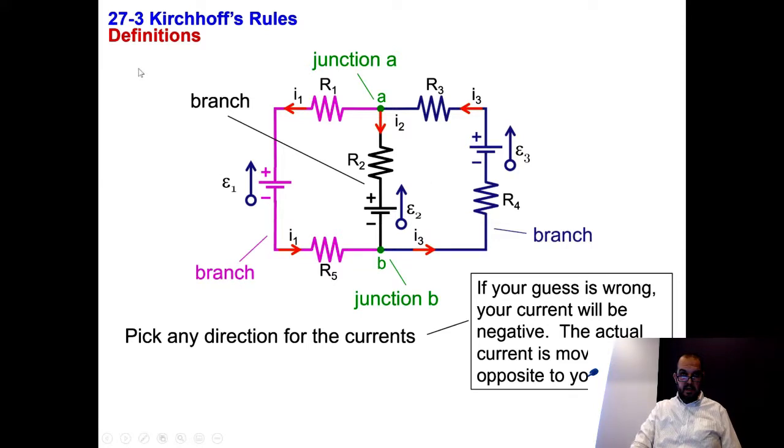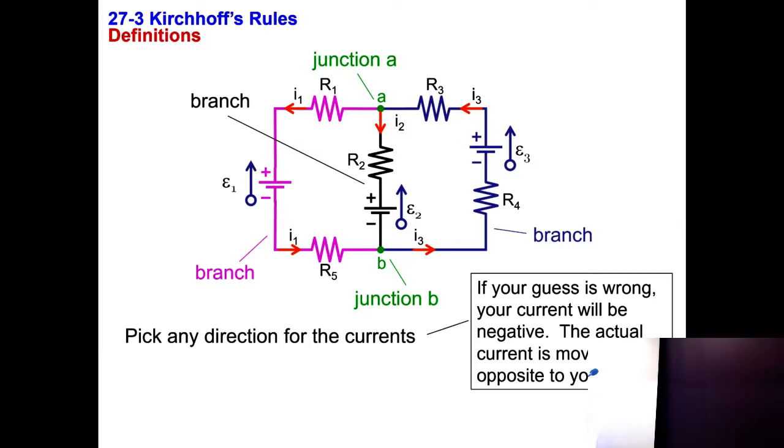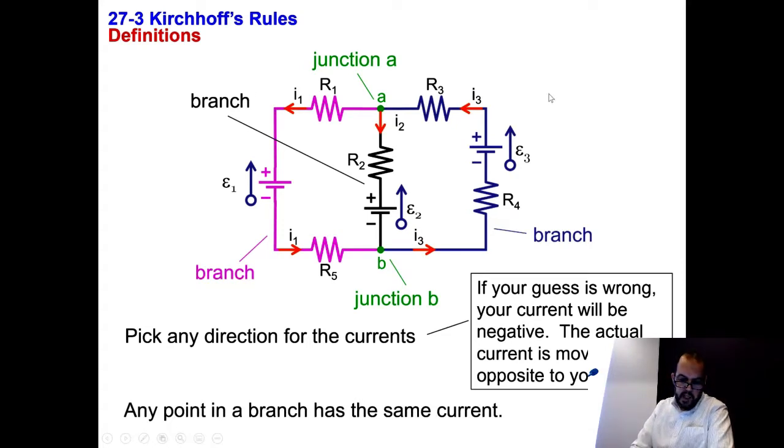Does every branch have a battery? No, not necessarily. For example, if we omit this battery, R5 and R1 are still a branch. A branch, by definition, is part of the circuit that has the same current. So it doesn't have to have a battery. Here, clearly, this current is flowing through this whole branch. Current I2 is flowing through this whole branch, and current I3 is flowing through this blue branch. So any point in a branch has the same current.